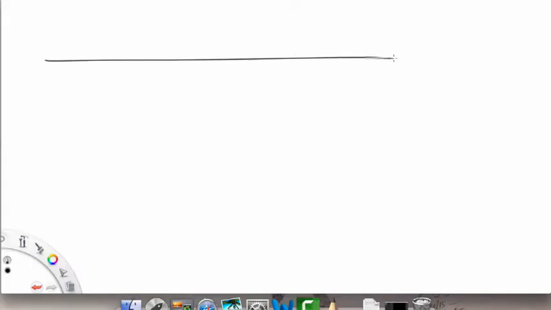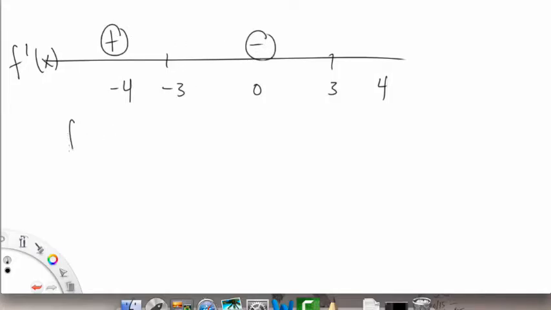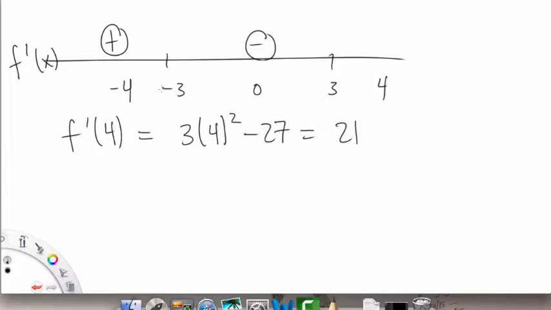So I'll redraw our number line here real quick. So negative 3 and 3, and we picked 0, 4, and negative 4, and we're analyzing f prime of x. Okay, so here we came up with a positive number, here was a negative, and now we're going to plug a positive 4 in for the f prime. So this is going to be 3 times positive 4 squared minus 27, which is actually going to turn out to be the same thing as when we plugged in a negative 4. So that's a 21, so that is definitely a positive number. So now we have a plus above the 4 as well.